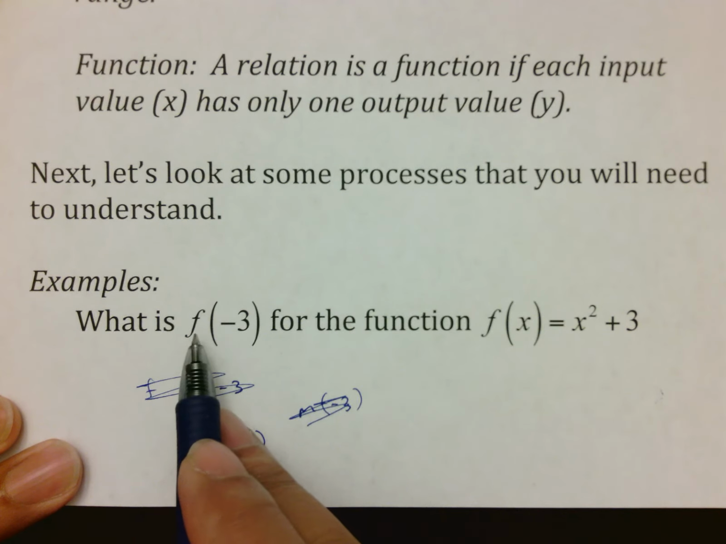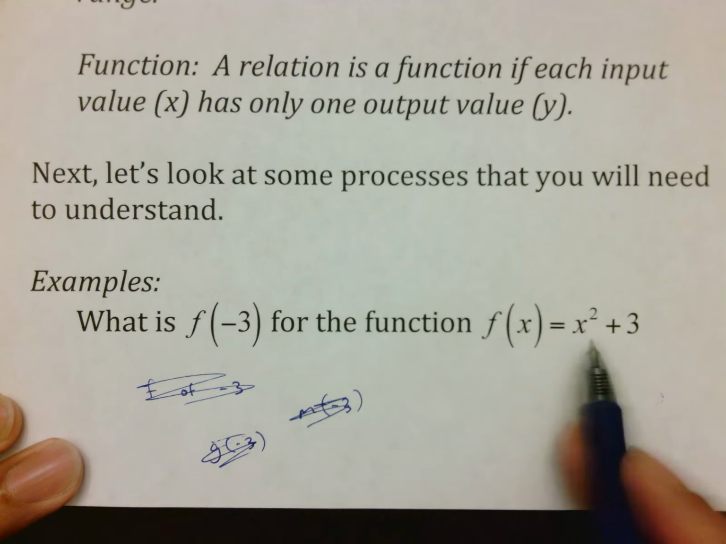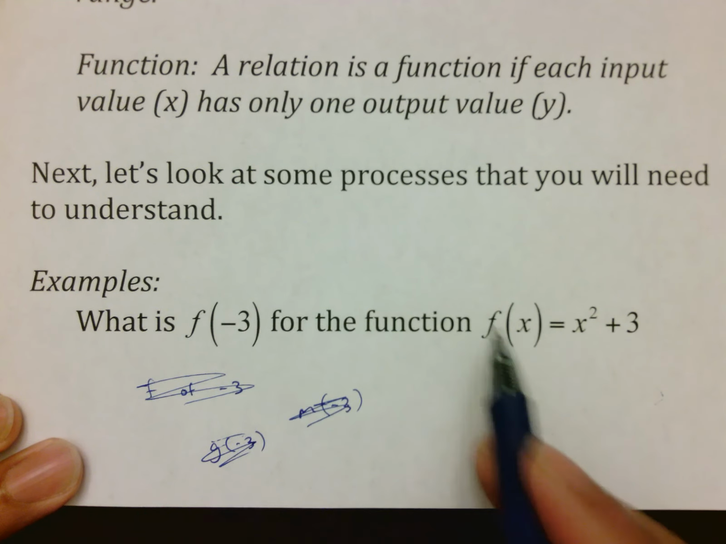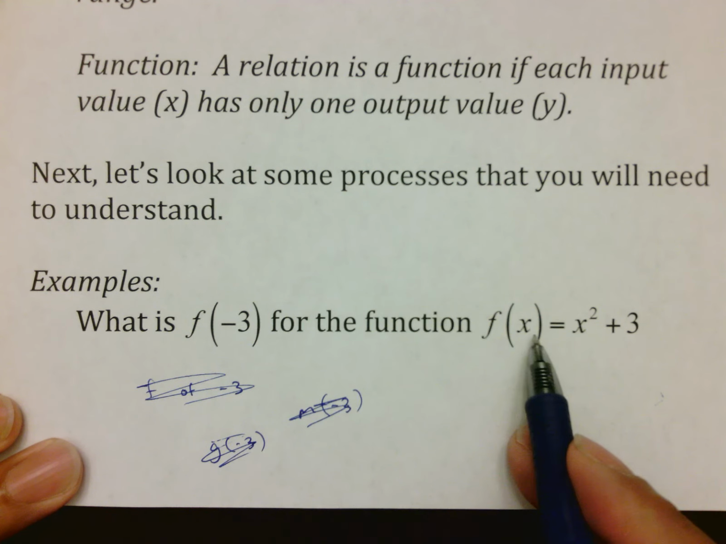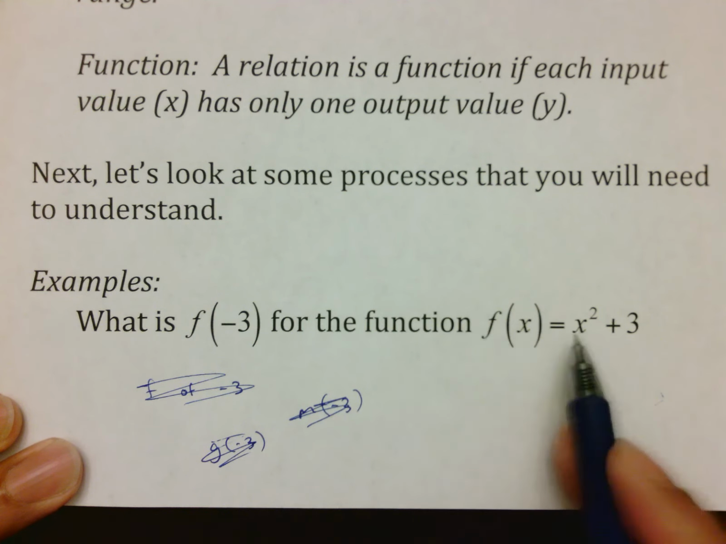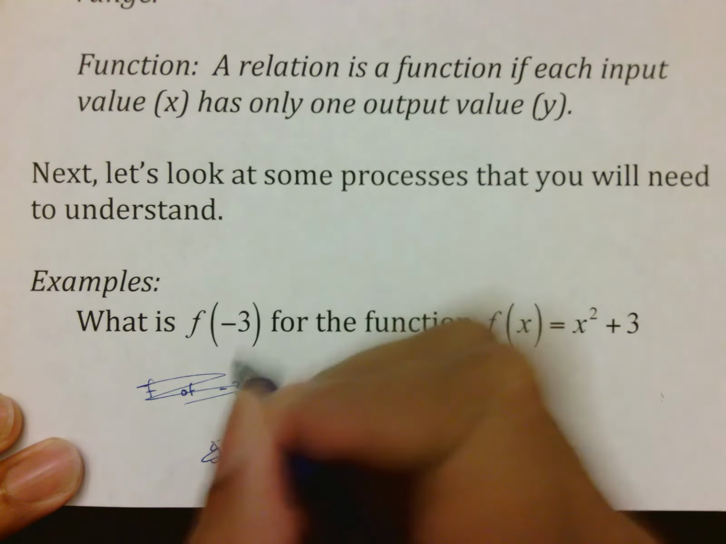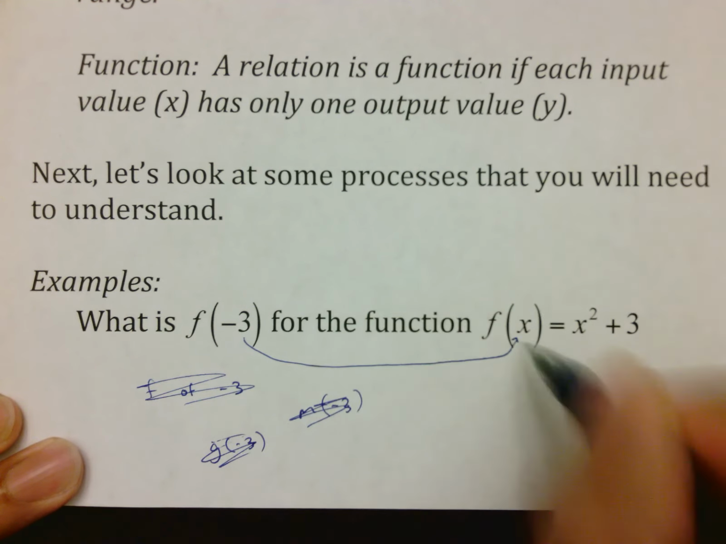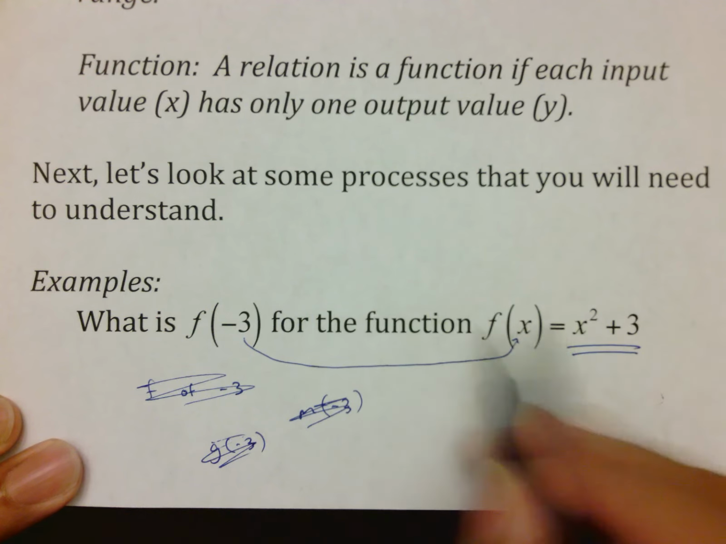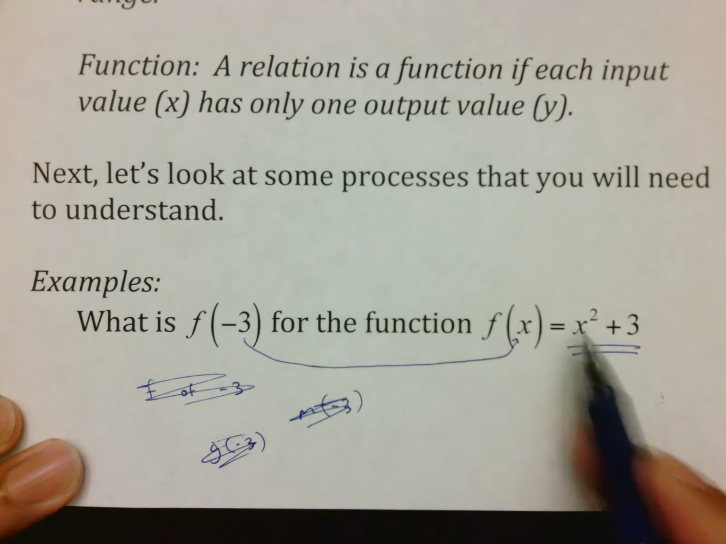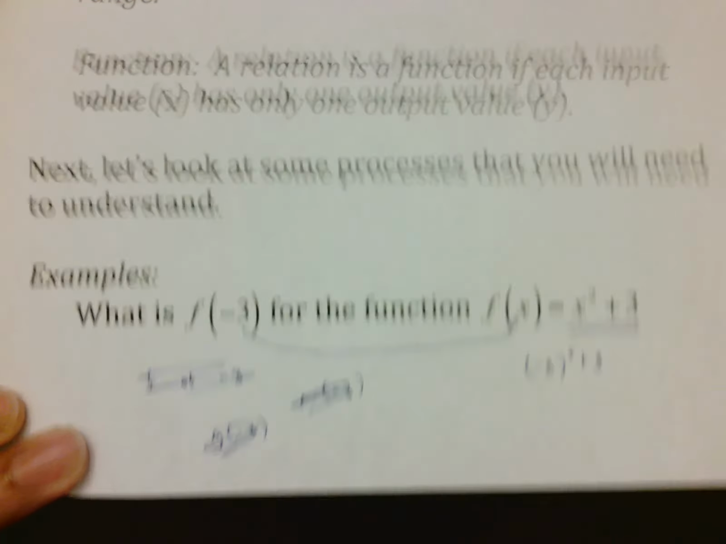And so what we're talking about here is it wants to know f of negative 3 for the function f of x equals x squared plus 3. So again, this function named f has a domain value of x, and the function itself has a rule of x squared plus 3, and it wants us to take that function and plug in negative 3. Notice that our x changed into a negative 3, so all it's asking me to do is work this side of the equation. This is not even important anymore once we know what we're plugging in. We're going to take that side of the equation and plug in negative 3.